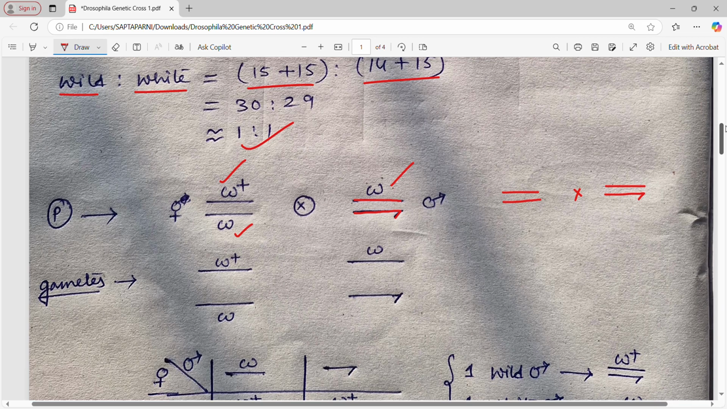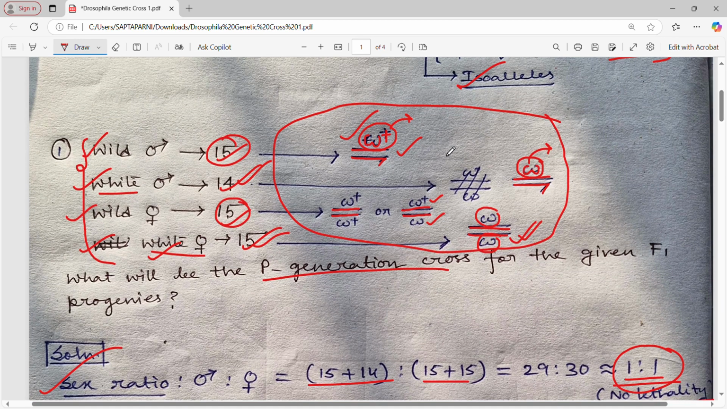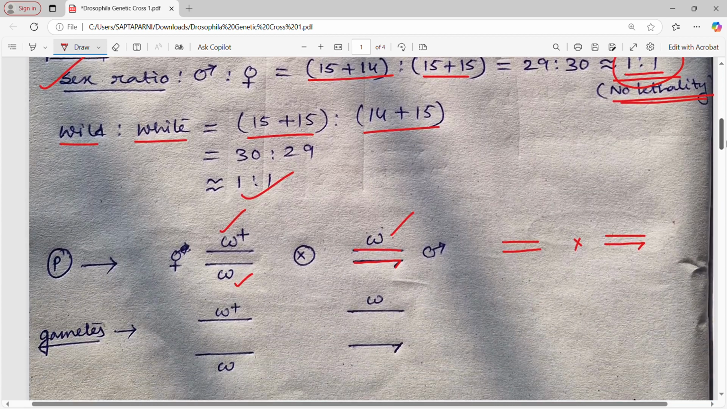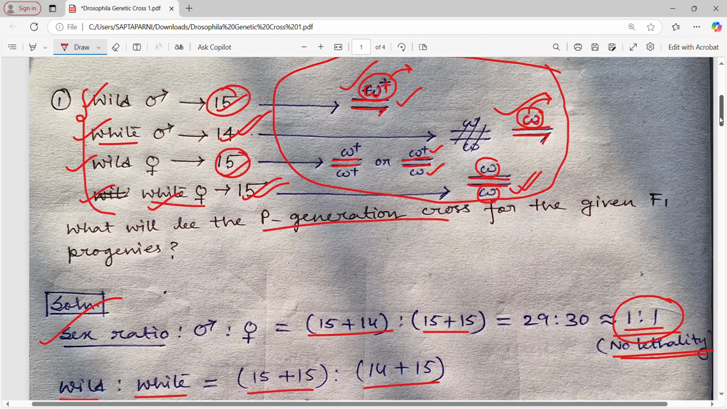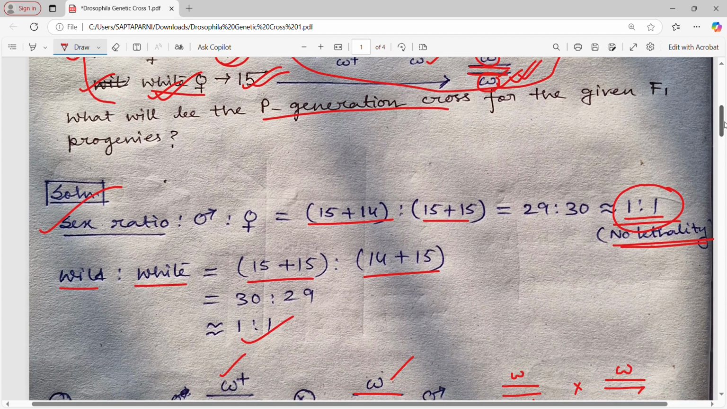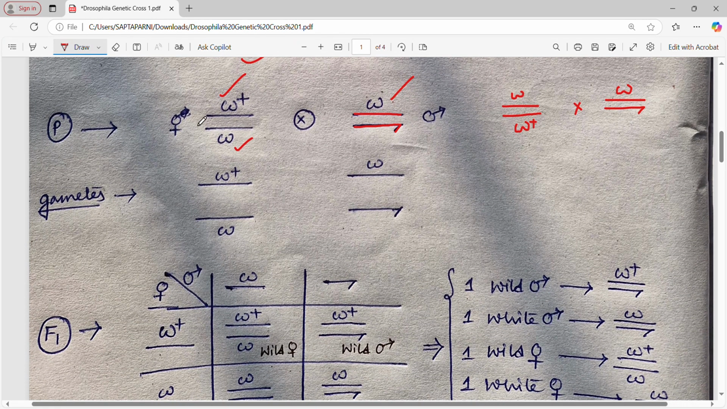As we have seen that the two male children have W plus and W alleles, so obviously the mother will have a W allele on one X chromosome and a W plus allele on the other X chromosome. And then this is the Y chromosome for the father, and the X chromosome will have W. Why W? Because one of their progeny is a white female, which has W on both X chromosomes. So one is from father and one is from mother. The mother has already one, so the father will have another W allele. Got it? Now what will be the gametes here? Obviously from here two gametes will be W plus and W, and from here two gametes will be the W gamete and the Y gamete.